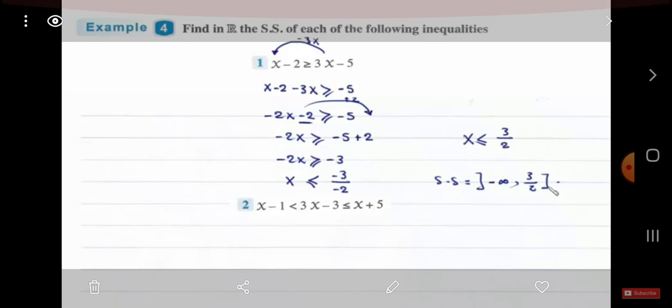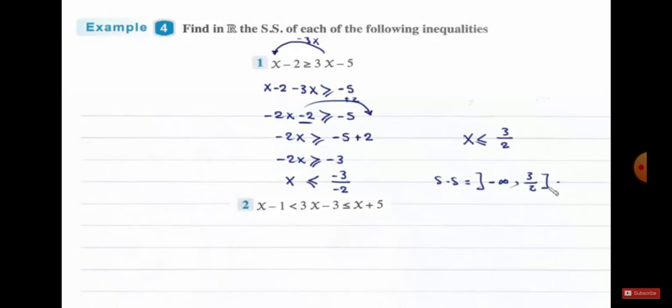Then -2, put it with the opposite sign on the right. Then put it positive 2. Then we can say -2x ≥ -5 + 2. Then -2x ≥ -3. -2 here is up, then we can put it on the other side down. But be careful, it's negative 2, so we have to change the sign from more than or equal to less than or equal. Then x ≤ -3/-2. Then x ≤ 3/2.